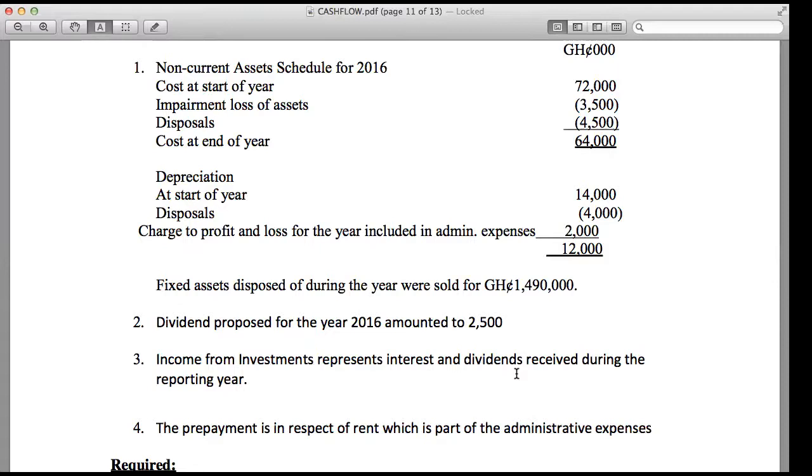The last note. Prepayment is in respect of rent, which is part of the administrative expenses. Prepayment means they have subtracted it, so we bring it back. No, it has not been reflected. We bring it back, and we are going to reflect it. So we will add it to the expenses, or we will subtract it from the profits. Then we are done. So these are the 4 notes for us to go through, and then you are fine. Good.